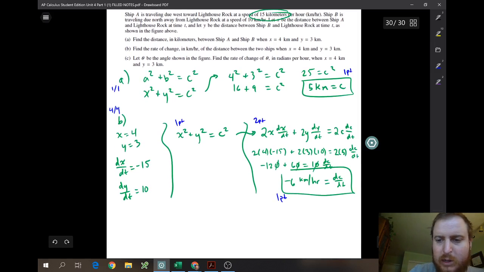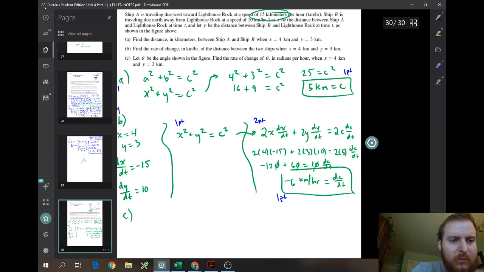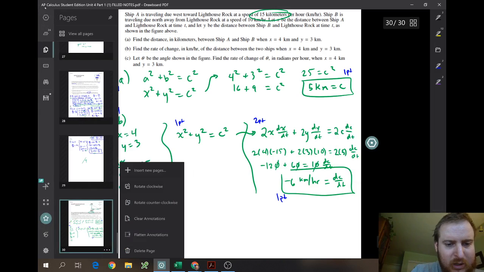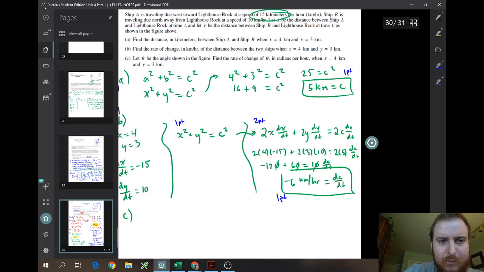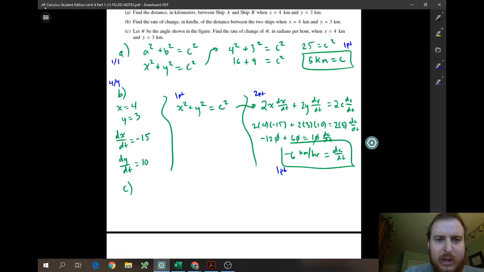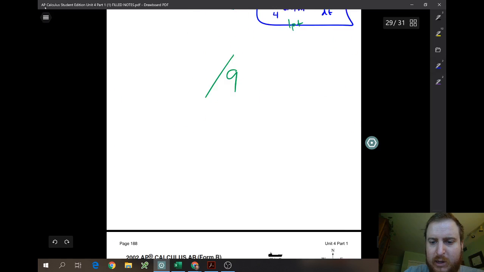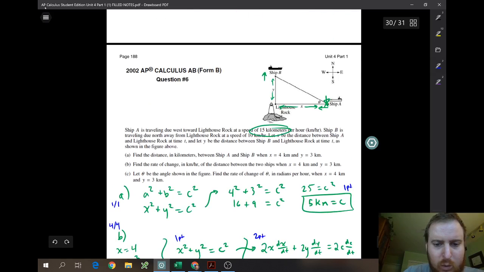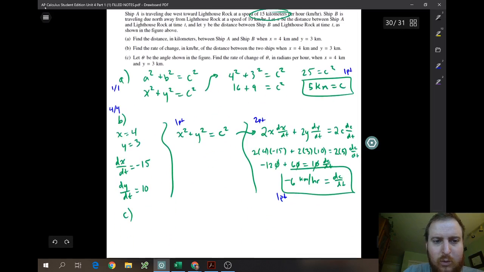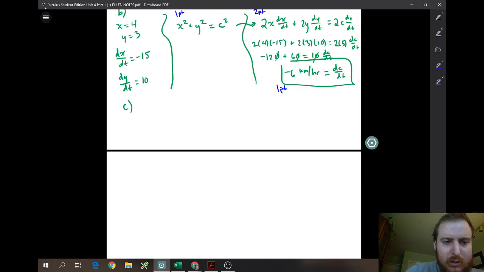Okay, and then our last question, C, is talking about our angle. And these ones are a little bit trickier, but the more you do, the better you'll get at them. And so let theta be the angle shown in the figure. So they give us this angle right here. And we want to find the rate of change of theta, so d theta/dt, when x is 4 and y is 3. So I'm going to kind of jump down and give ourselves a little bit more room here.